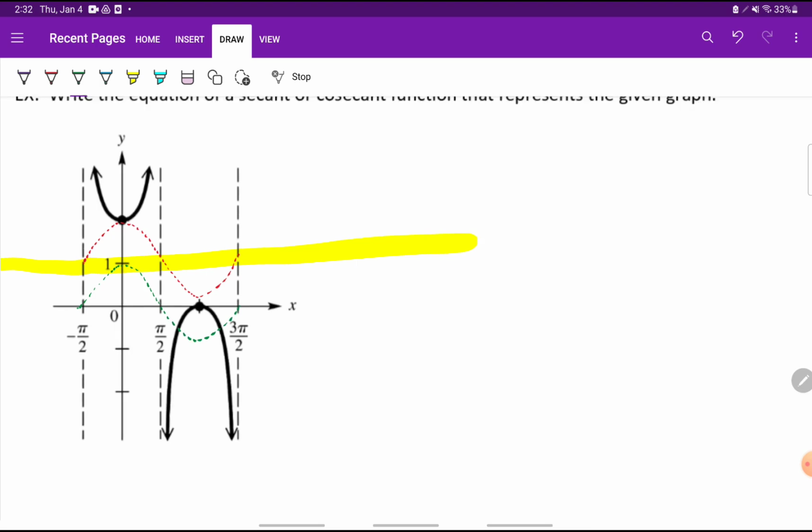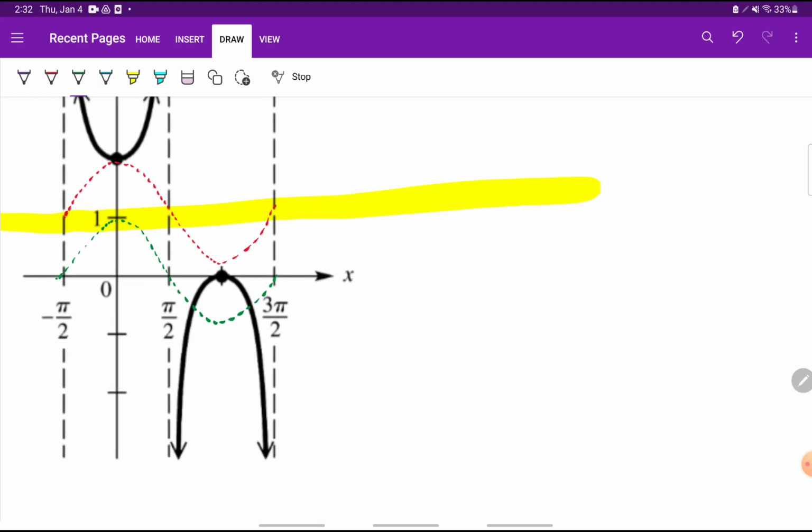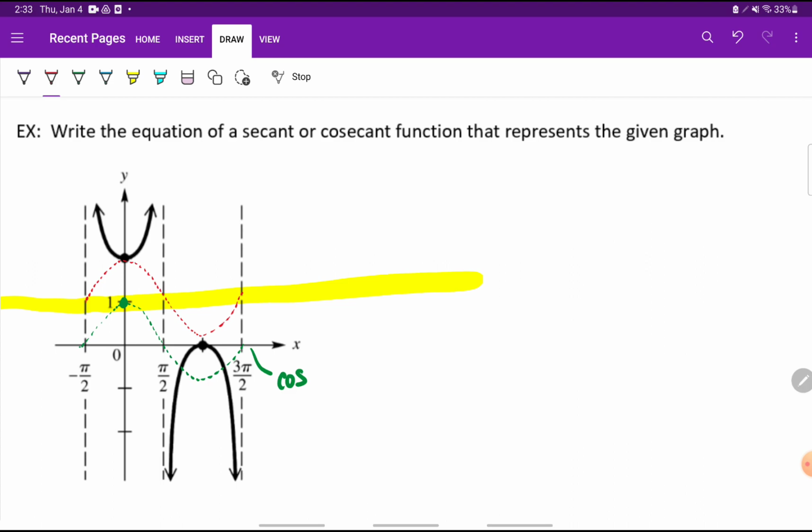So I'm looking at that green to decide, is that sine or cosine? Well, it doesn't go through the origin, so I can't write that as sine unless I do a phase shift, and nobody wants to do that if they don't have to. So I'm looking at this green, and I'm definitely saying that's looking like cosine because it starts up here at 1. So this is going to be secant. We've already mentioned that the graph has shifted up 1 because our center line is not on the x-axis, so I know that I have a +1 on the outside.